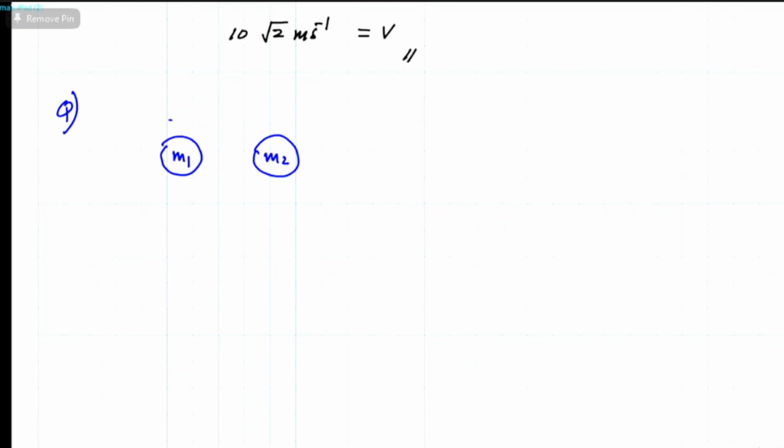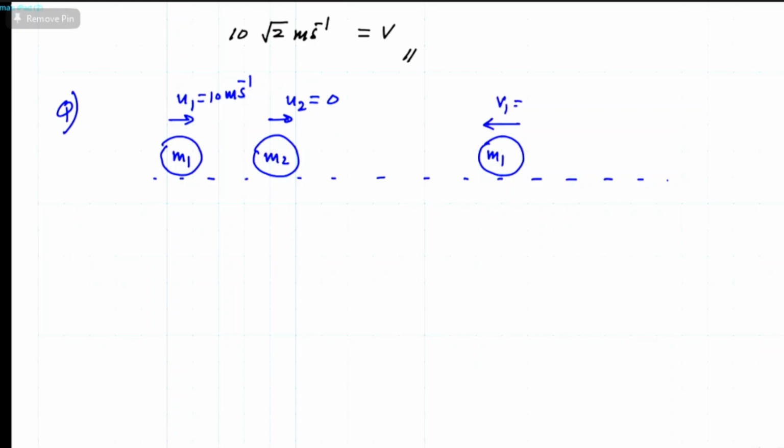Consider this. M1 has U1 is equal to 10 m/s, U2 is 0. Then they collide. It's on the same line. They collide. Then they don't stick. This one goes to, actually, this one goes to this side with V1 is equal to 5 m/s.